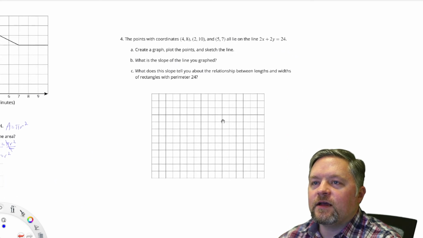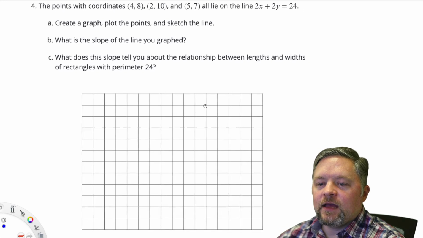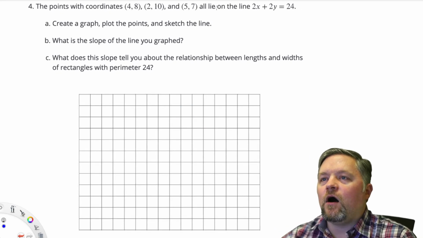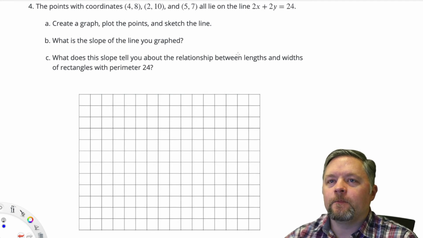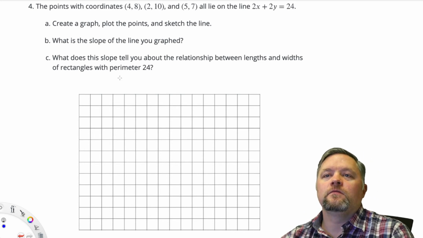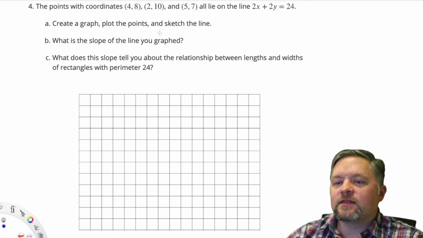What have we got next? Okay, points with coordinates (4, 8), (2, 10), (5, 7) all lie on the line 2x plus 2y equals 24. Create a graph, plot the points, sketch the line. So, looking at these points, what do we want to use on our graph?